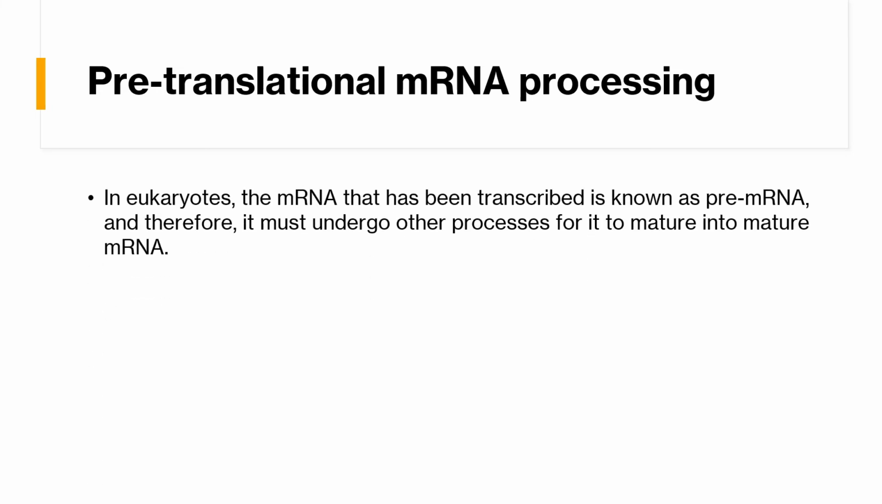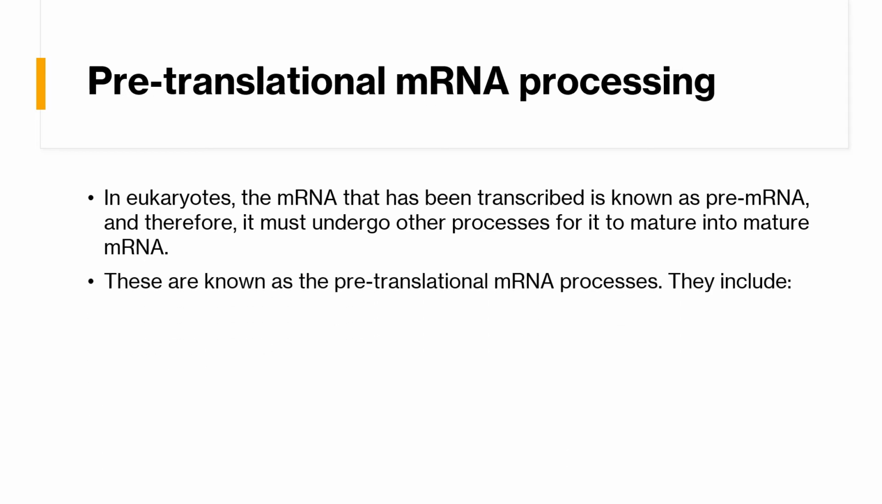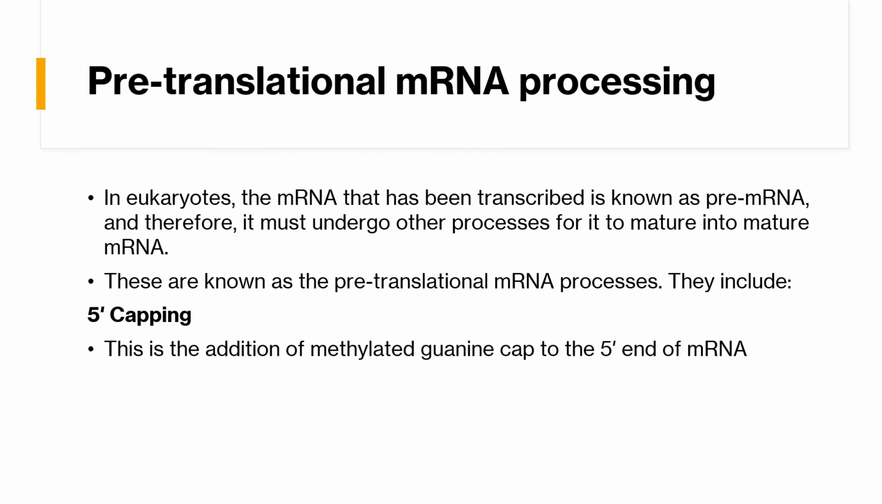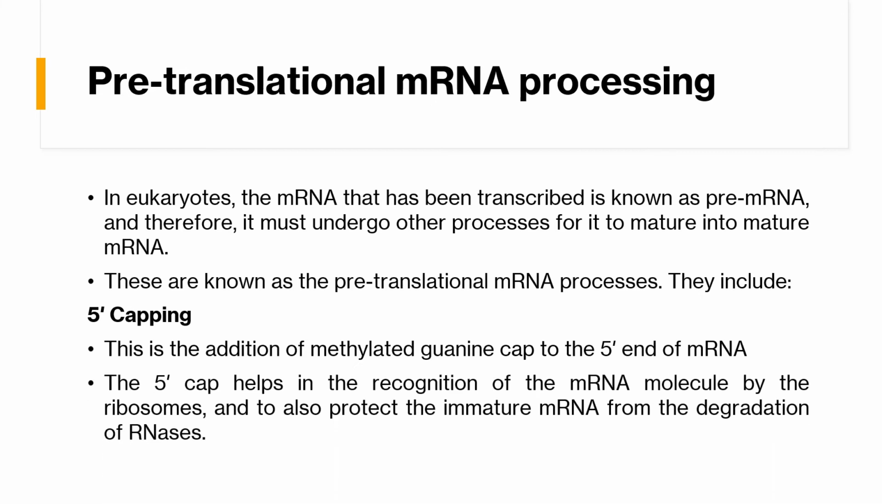Pre-translational mRNA processing. In eukaryotes, the mRNA that has been transcribed is known as pre-mRNA and therefore it must undergo other processes for it to mature into the mature mRNA. These are known as pre-translational mRNA processes. They include number 1, 5' capping. This is the addition of a methylated guanine cap to the 5' end of mRNA.